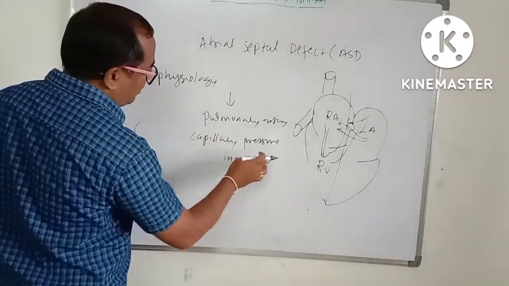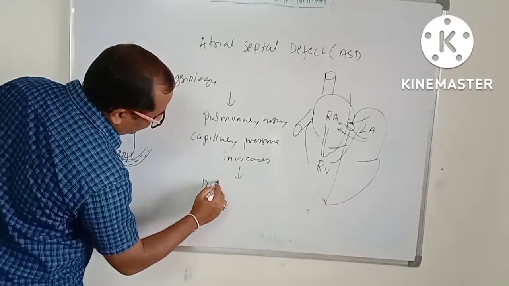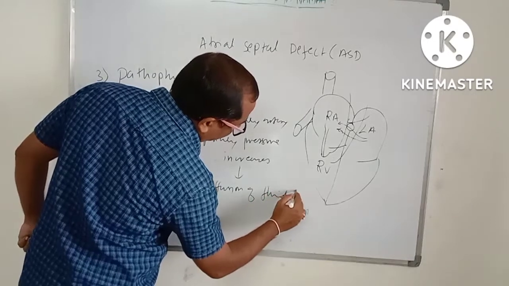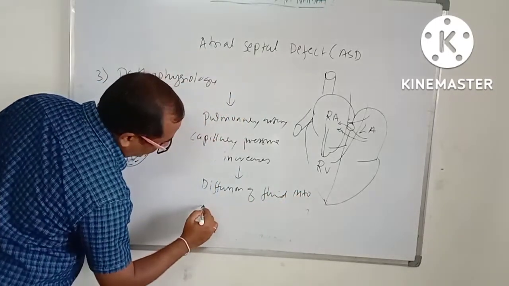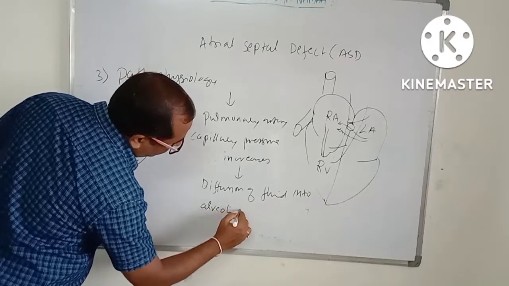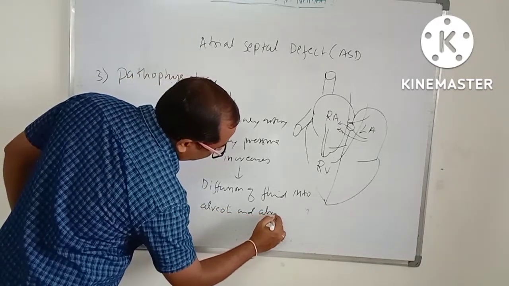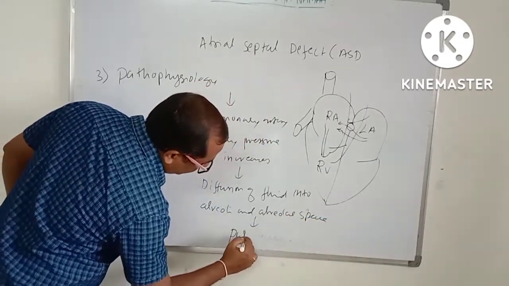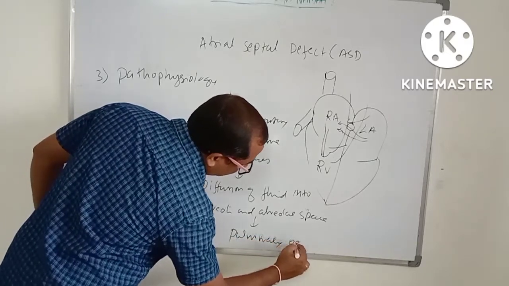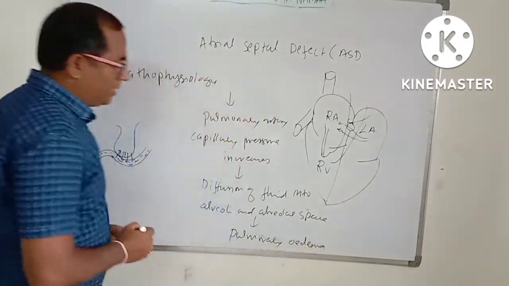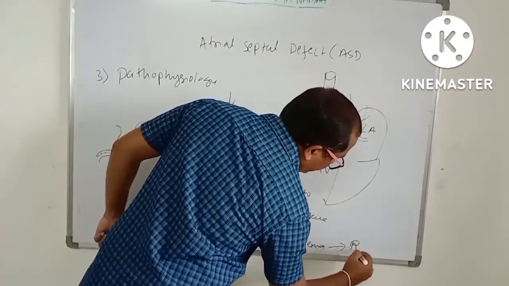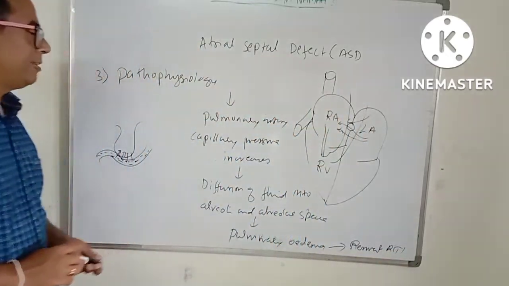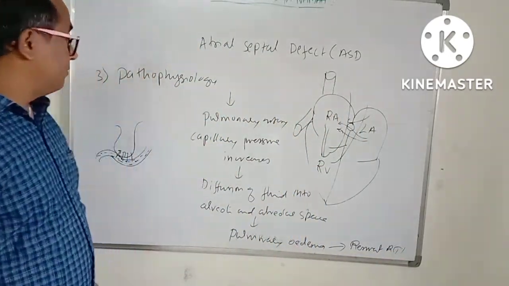The fluid will start leaking or diffusing into the alveoli and alveolar structures. Okay, so the pulmonary artery capillary pressure increases, leading to diffusion of fluid into the alveoli and alveolar space. So this condition is called pulmonary edema. And because of pulmonary edema, there is a chance of recurrent respiratory tract infection. Okay, so this is the pathophysiology of atrial septal defect.